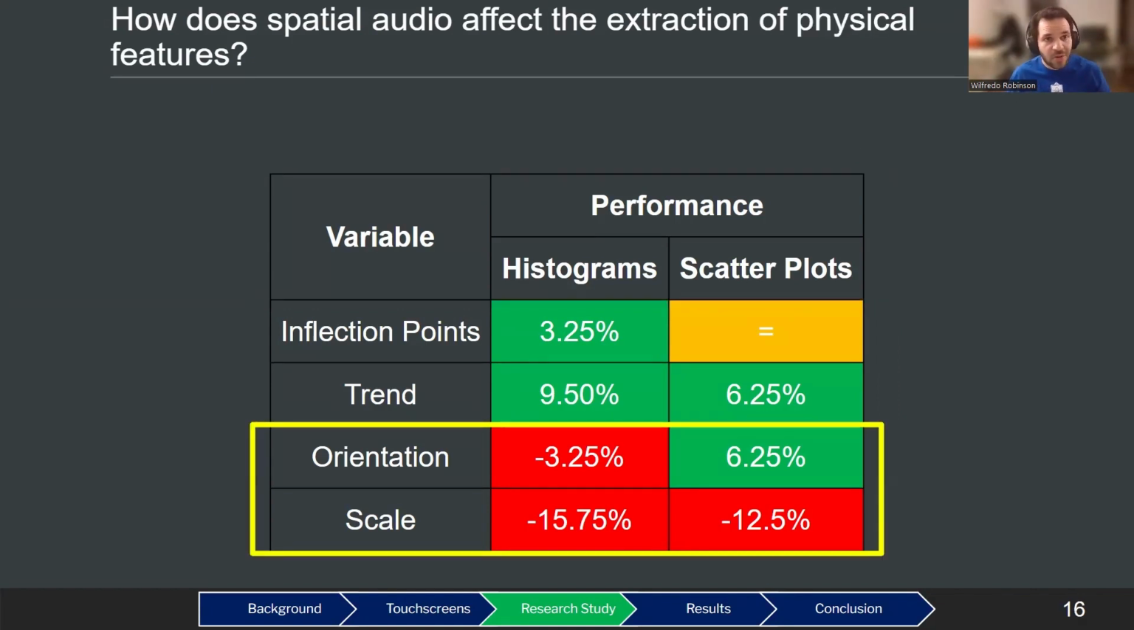And as for the second question, how does spatial audio affect the extraction of physical features, in our case, orientation and scale? Orientation, it's a mixed bag, but for scale, participants consistently performed worse when exploring with spatial audio versus without, which means that spatial audio has the potential to alter the mental image that the participant forms in their mind of the graph. Whether this is a pro or a con will depend on future work.